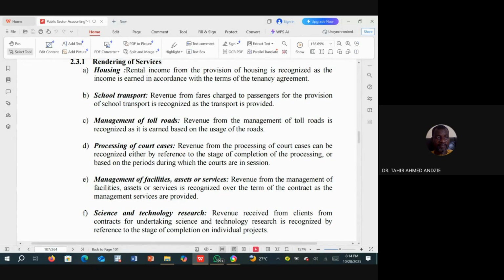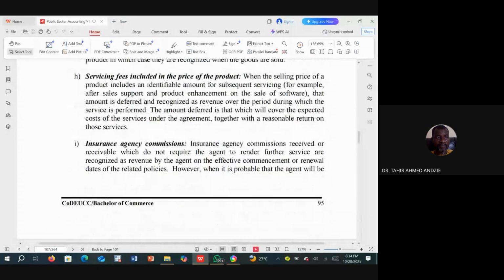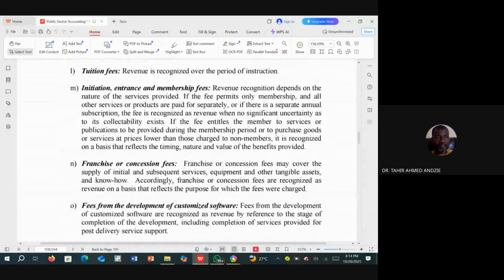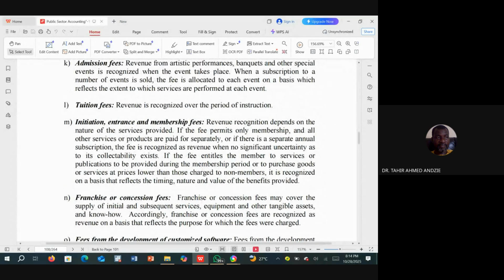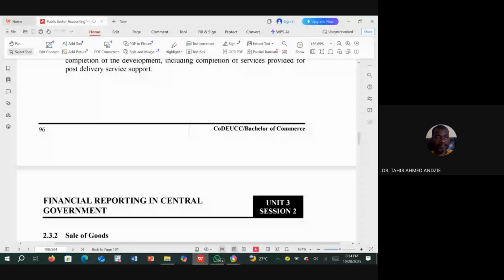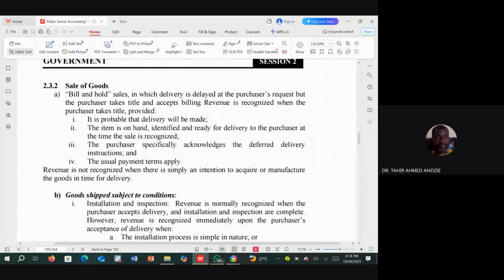So these are things you have to read and know how we can recognize revenue. So tuition fees and all that. These are government services that we render. When it comes to goods, the same thing. When to recognize revenue from sale of goods, bill and hold sales. So bill and hold, that is sales in which delivery is delayed.